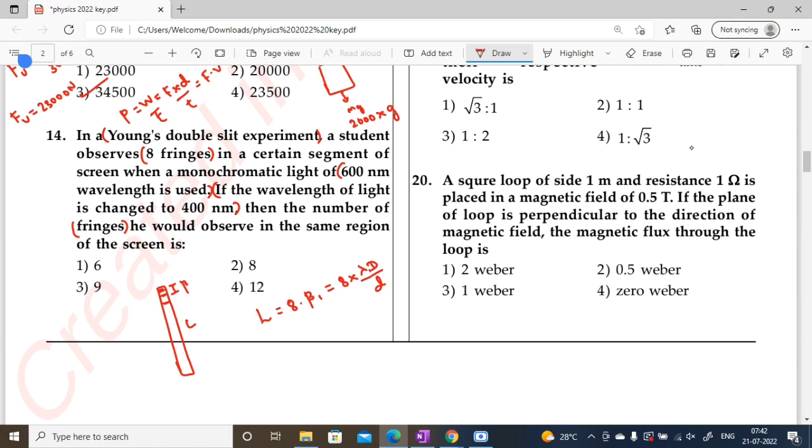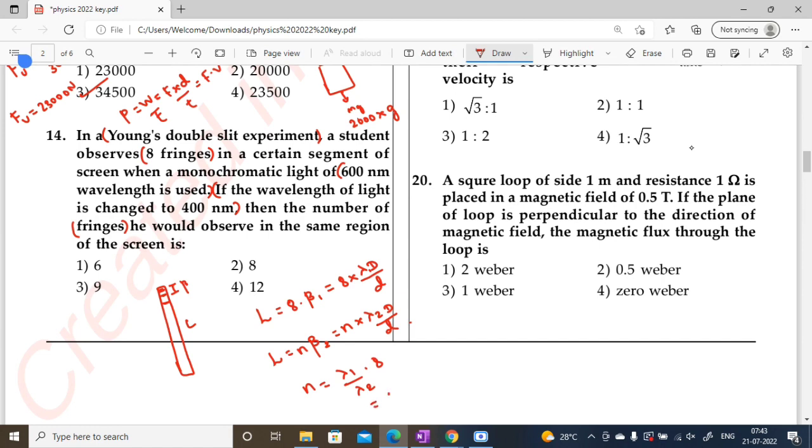And in the second case, the same situation I'm trying to compare. So the length will be divided into n times beta 2. I don't know the value of n, that is what is to be found. So this is n times lambda 2 D divided by d. What I try to do is equate these two equations. Finally, on solving this, n will be lambda 1 by lambda 2 into 8. So on equating, we get this relation.